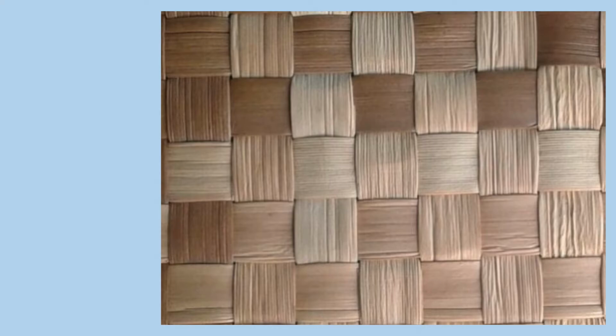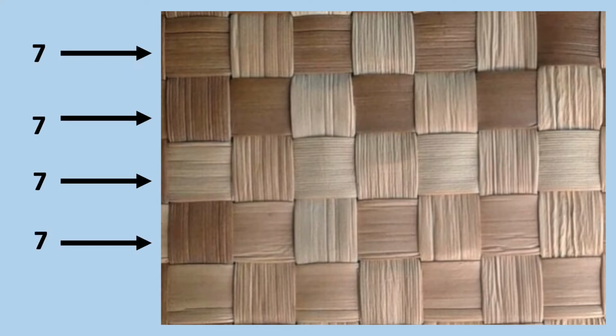This mat looks like the squares are organized into columns and rows. It looks like an array. An array is a group of objects arranged in rows and columns. Notice how each row has the same number of squares. There are 7 squares in each of the 5 rows.